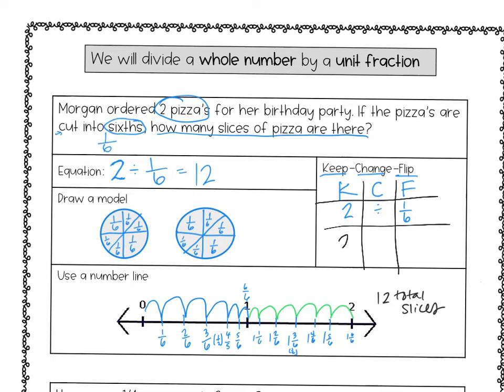So I have 2. I'm going to keep it and write it down there. Then I'm going to change my division symbol to a multiplication symbol. So keep my 2, change my division to multiplication, and then I'm going to take my last number and flip it. By flipping it, that means I'm going to take 1/6 and write its reciprocal. So I want you to remember the word reciprocal.